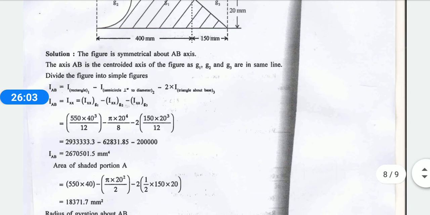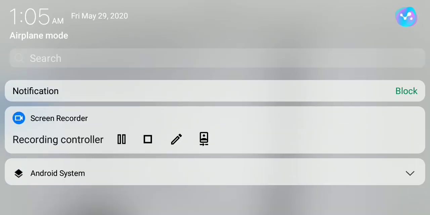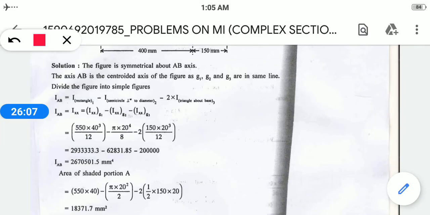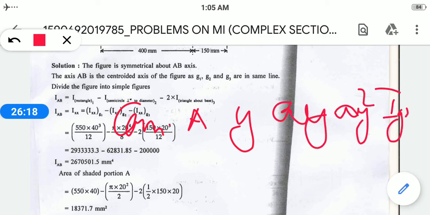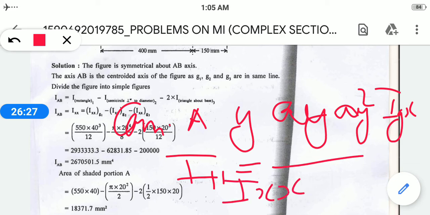How will you do it in the table method? We need to find the I of xx. So what are the things you need to find in a table? First, your components, area, y value, A of y square, I of gx. After finding all this, you have to substitute in the formula of I of 1, get your value, then substitute in I of xx value. Then you substitute in the K of xx formula to find the value.